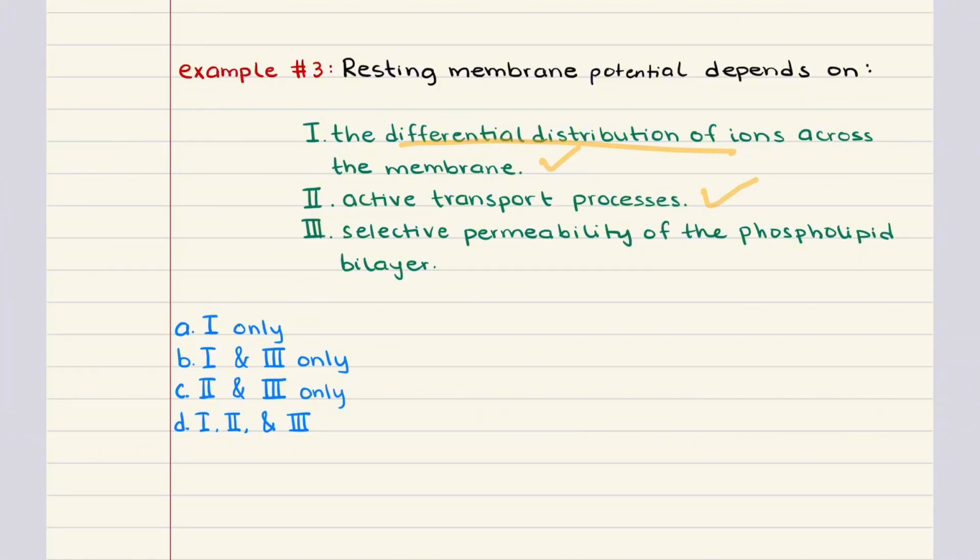Third, we emphasized selective permeability of the phospholipid bilayer, which is more permeable to potassium than sodium at rest. And because potassium can diffuse out more easily and sodium's movement is more restricted, a negative membrane potential is established inside the cell. So all three of these factors, ion distribution, active transport, and selective permeability, work together to produce and sustain the resting membrane potential. So the correct answer is going to be D, since all three statements are true.